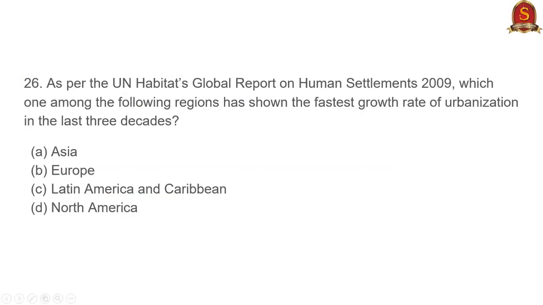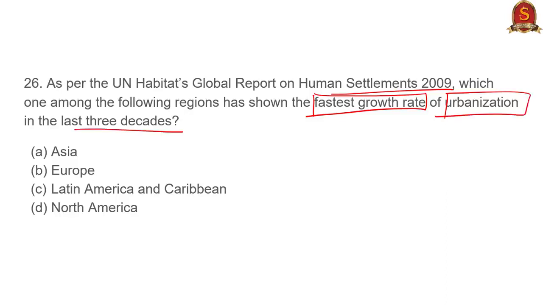Moving to question 26. This is an interesting one. As per UN Habitat's Global Report on Human Settlements 2009, it is true even for today. Which one of the following regions has shown the fastest growth rate of urbanization in the last 3 decades? Now, think about it, okay? You're talking about growth rates. You're not talking about the present rate of urbanization.